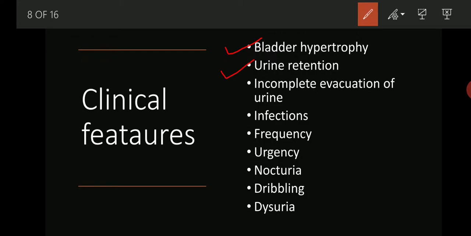Patients usually complain of incomplete evacuation of the urine, so that they have to go for urination repeatedly. Obstruction and retention of urine may lead to growth of bacteria and infections. There will be increased number of urination, also known as frequency. Patients also suffer from urgency. There is an urgent requirement or feeling of urination.